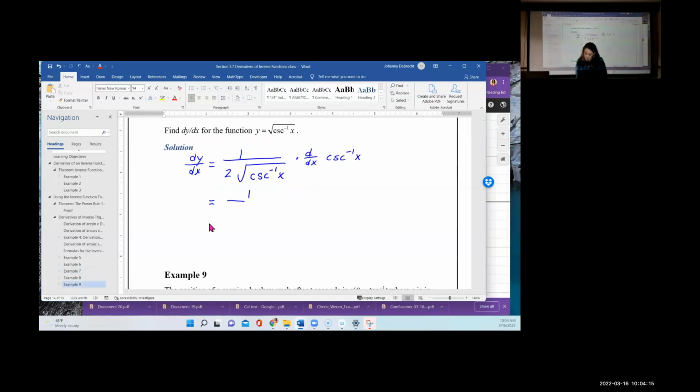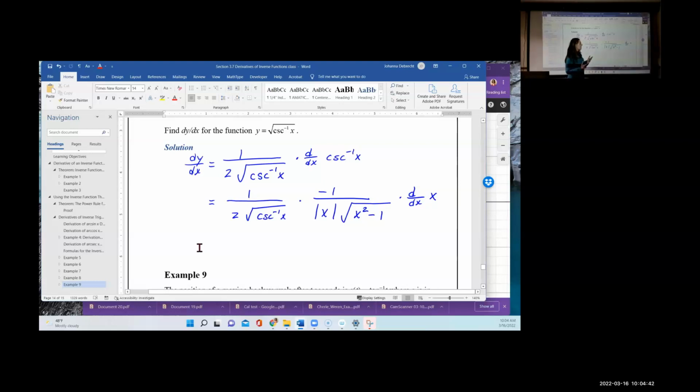So this becomes 1 over 2, the square root of inverse cosecant, times negative 1 over the absolute value of the inside function x, times the square root of the inside function squared minus 1, times the derivative of the inside function, which is x. Now, the derivative of x is just 1, so it's not going to change anything, but that is the chain rule in action right there.